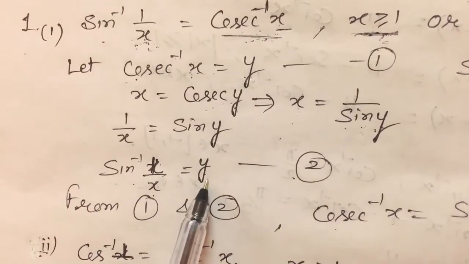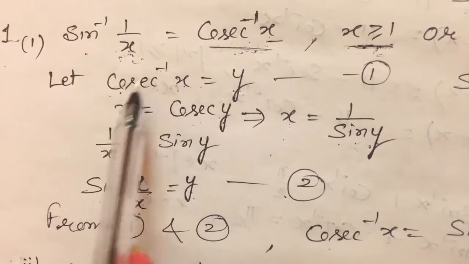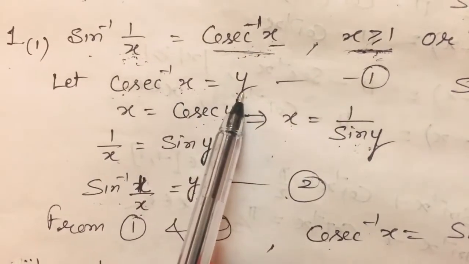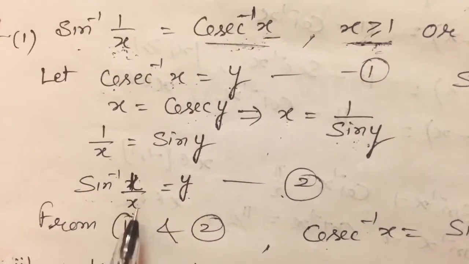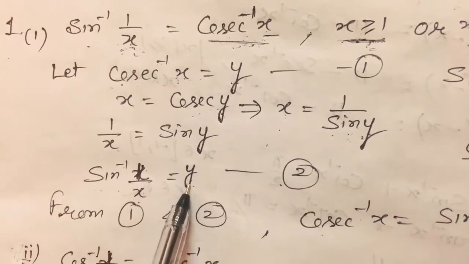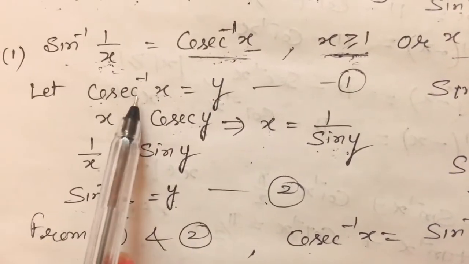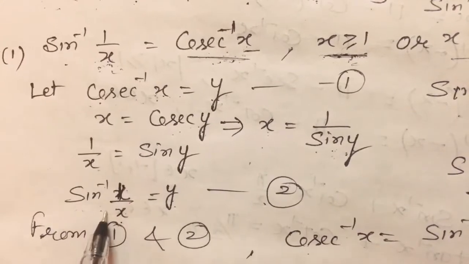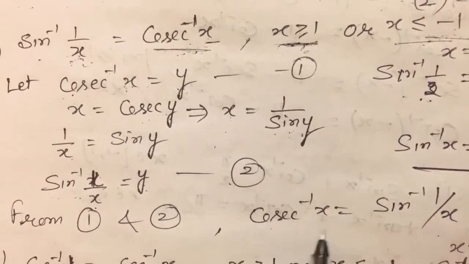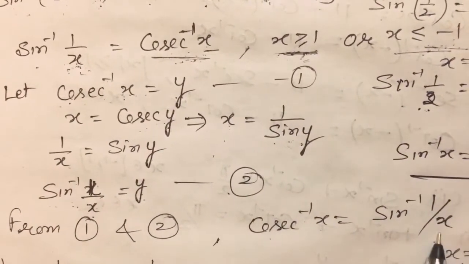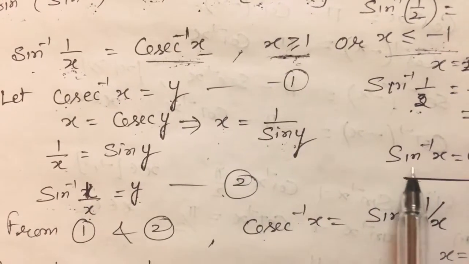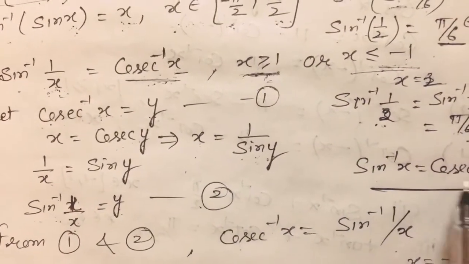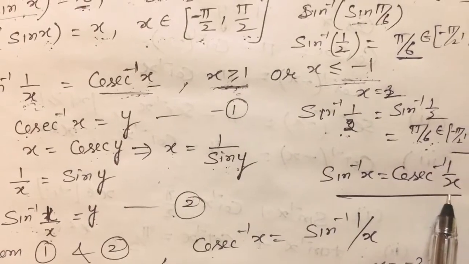equal to y. So from this, cosecant inverse x is equal to y, and from the second, sine inverse 1/x is equal to y. Both are the values of y, so it means from the first and second these both are equal. So cosecant inverse x is equal to sine inverse 1/x. In the similar way we can write sine inverse x is equal to cosecant inverse 1/x.